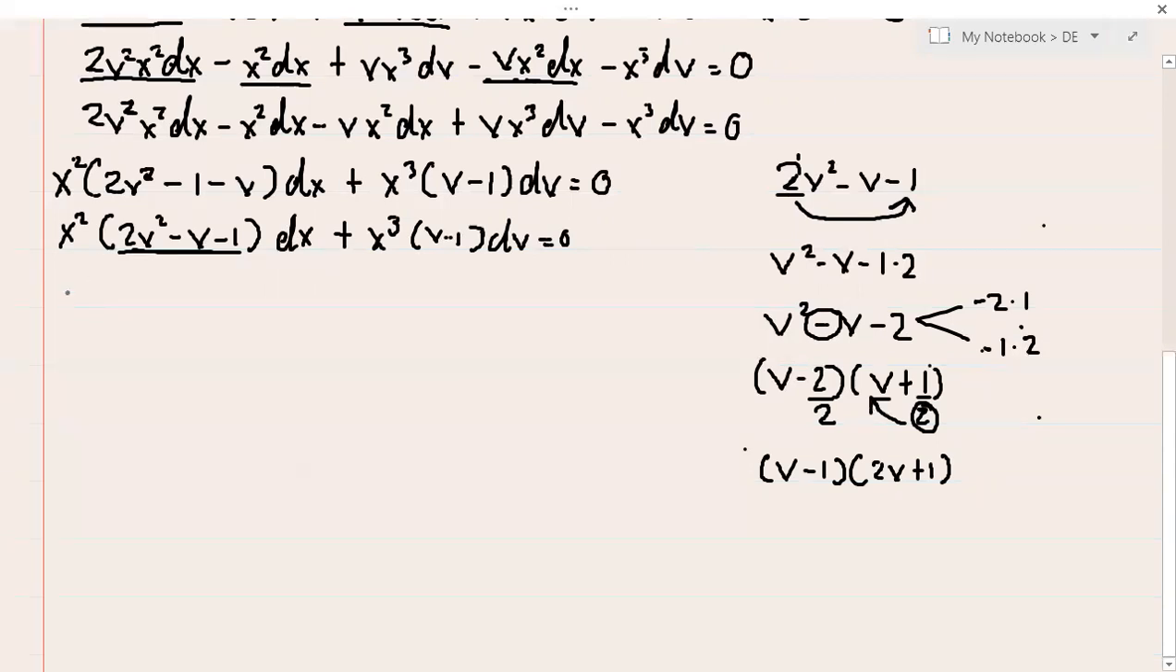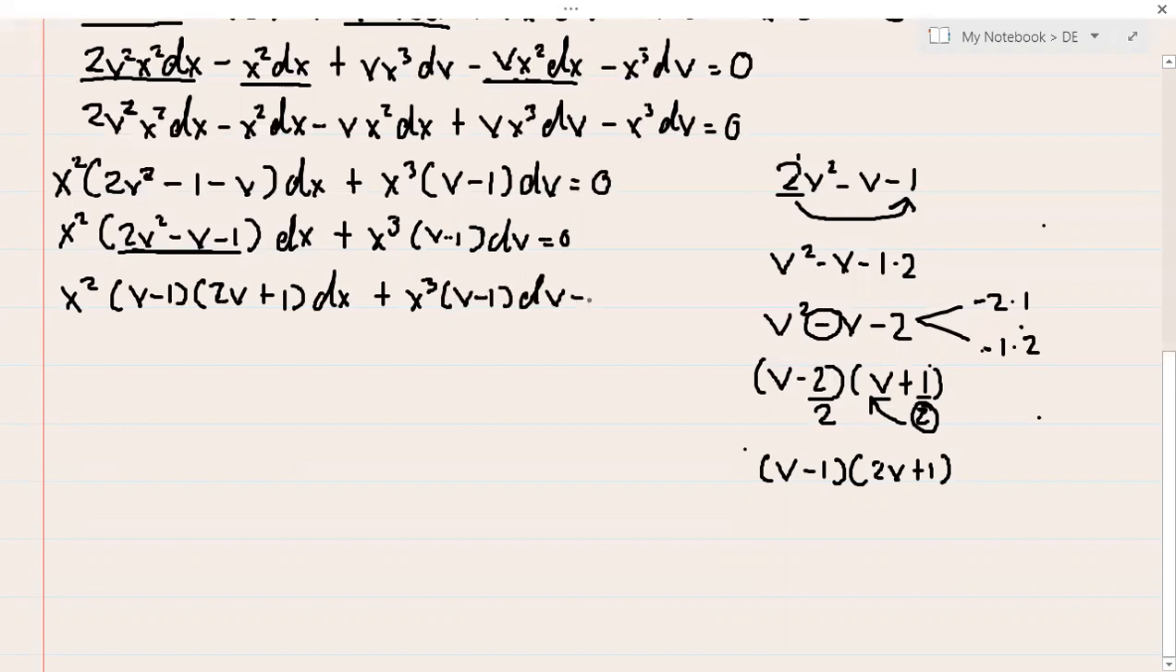So, hence, anong meron dito? We have x squared times quantity v minus 1 times quantity 2v plus 1 times dx plus x cubed times quantity v minus 1 dv. Okay. Can we still simplify this equation? The answer is yes. Bakit? Tingnan mo yung greatest common factor nilang dalawang terms. Okay? Sa first term, we have x squared, v minus 1 at 2v plus 1. Sa second term, meron tayong x cubed, v minus 1.